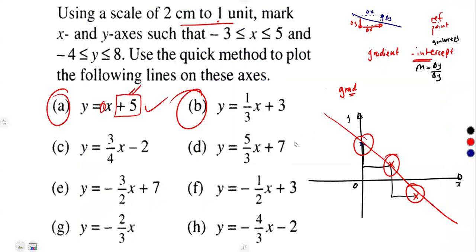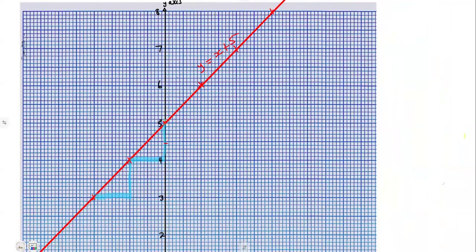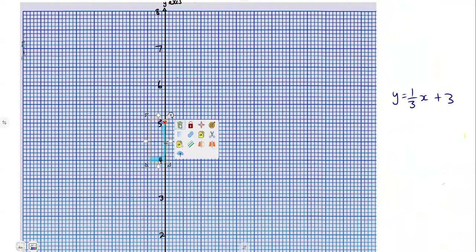y is equal to 1 over 3x plus 3. All right, so there we've got y is equal to 1 over 3x plus what? 3. Using the gradient intercept form, I said what is important first is to mark the what? The point that you're given. All right, so let us remove this so that we can have proper space and you can properly see what is happening here.